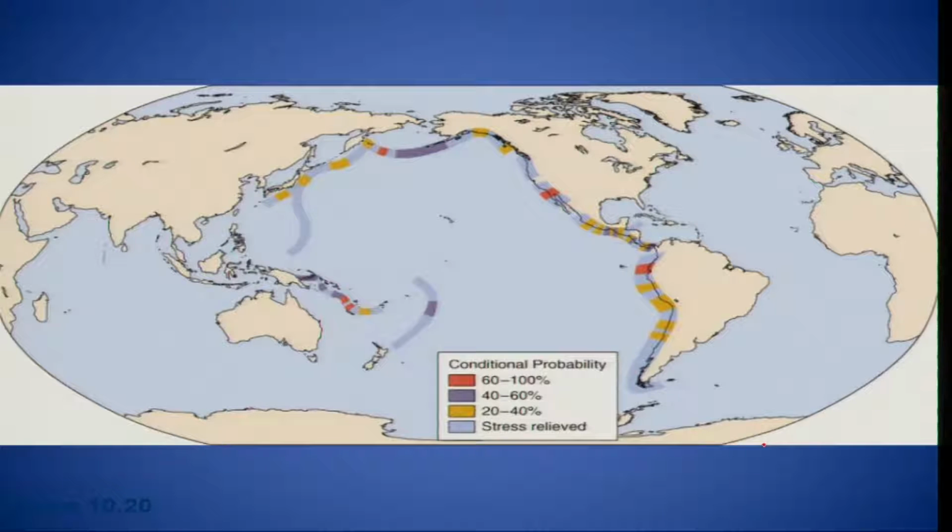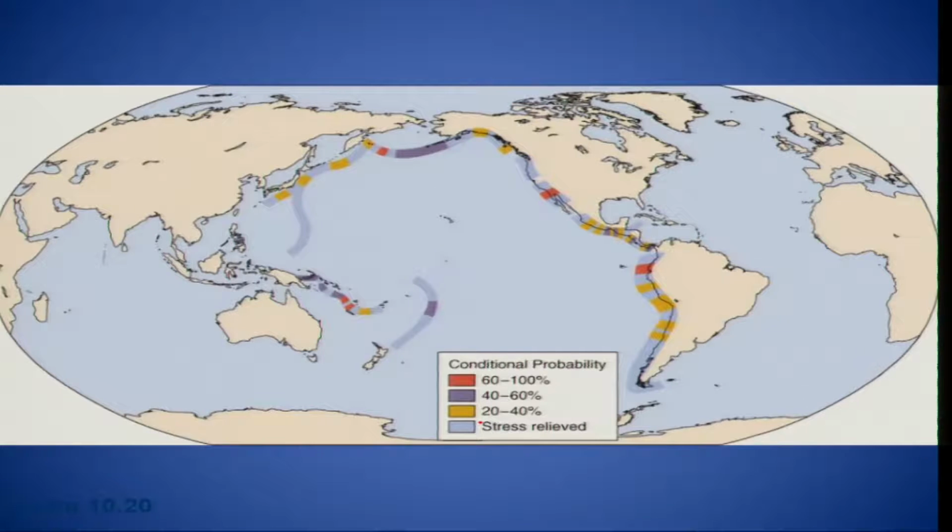Finally, what we are interested in, having understanding of the faults and of the earthquake behavior, is the probability of an earthquake along the plate boundaries or away from the plate boundaries. This is one example given here, where the red areas have a high probability of earthquakes, 60 to 100%.